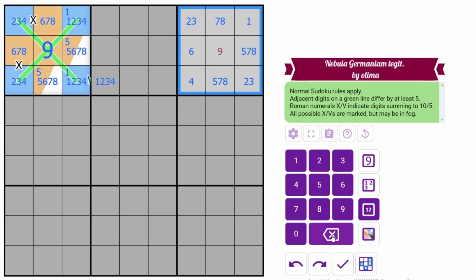This must be 1, 4. This is 1, 4, 1, 4. That means this is not 4. This is not 6. 2, 3, 1, 4, 2, 3, 4. So now we have to think, can this be 4 or 1? 1 is fine.